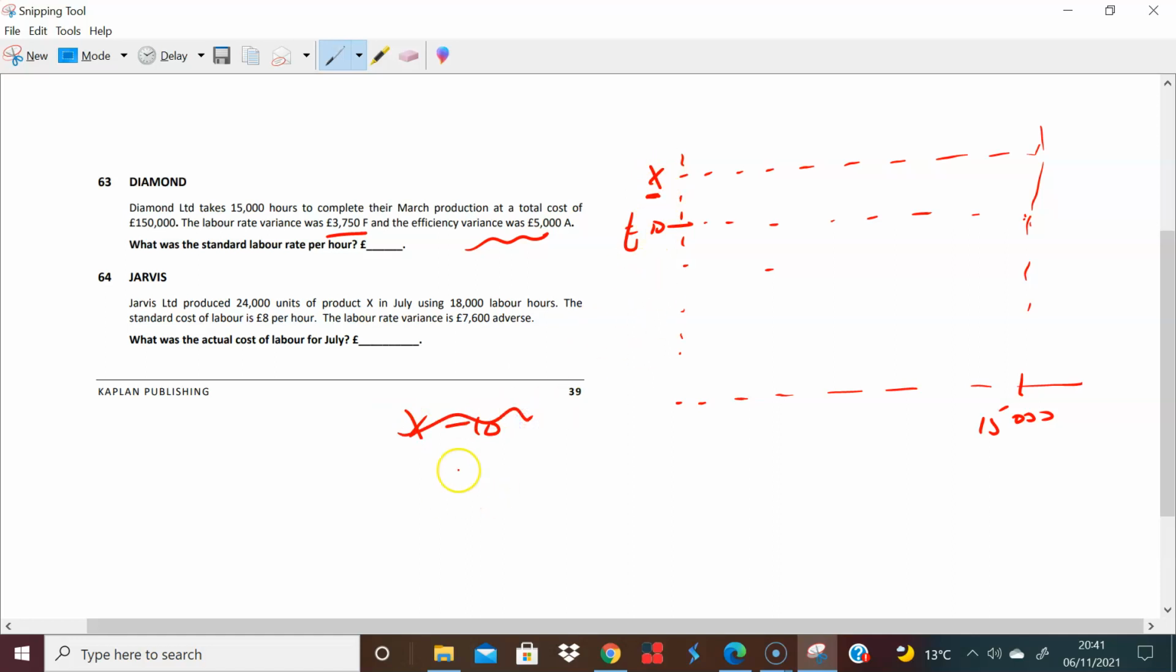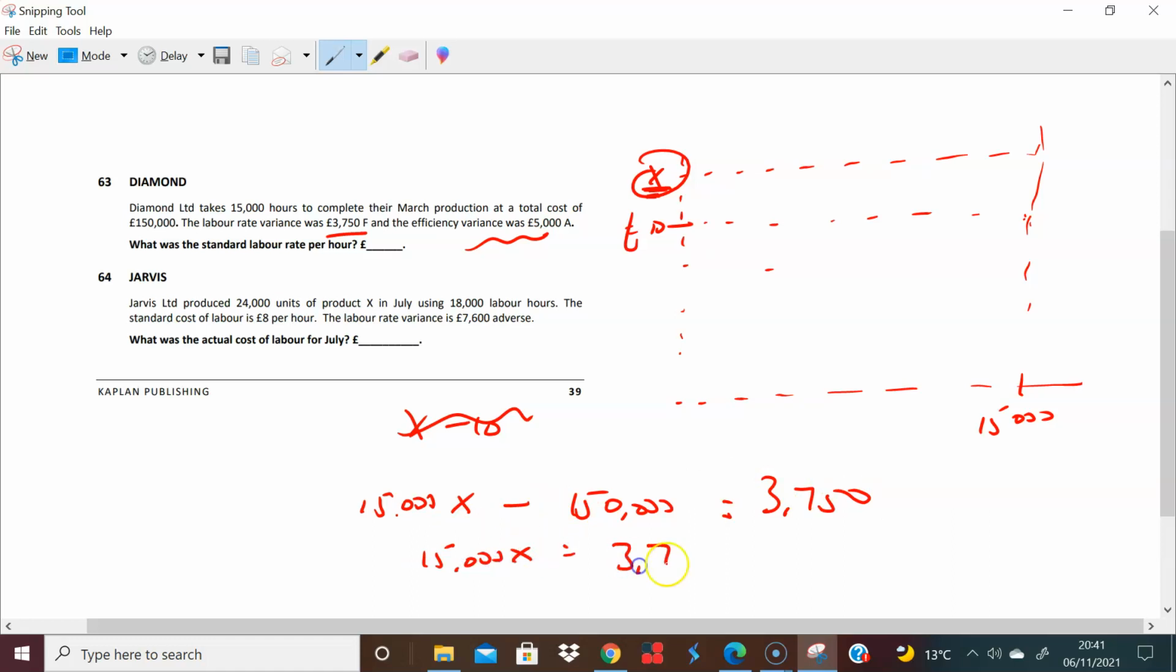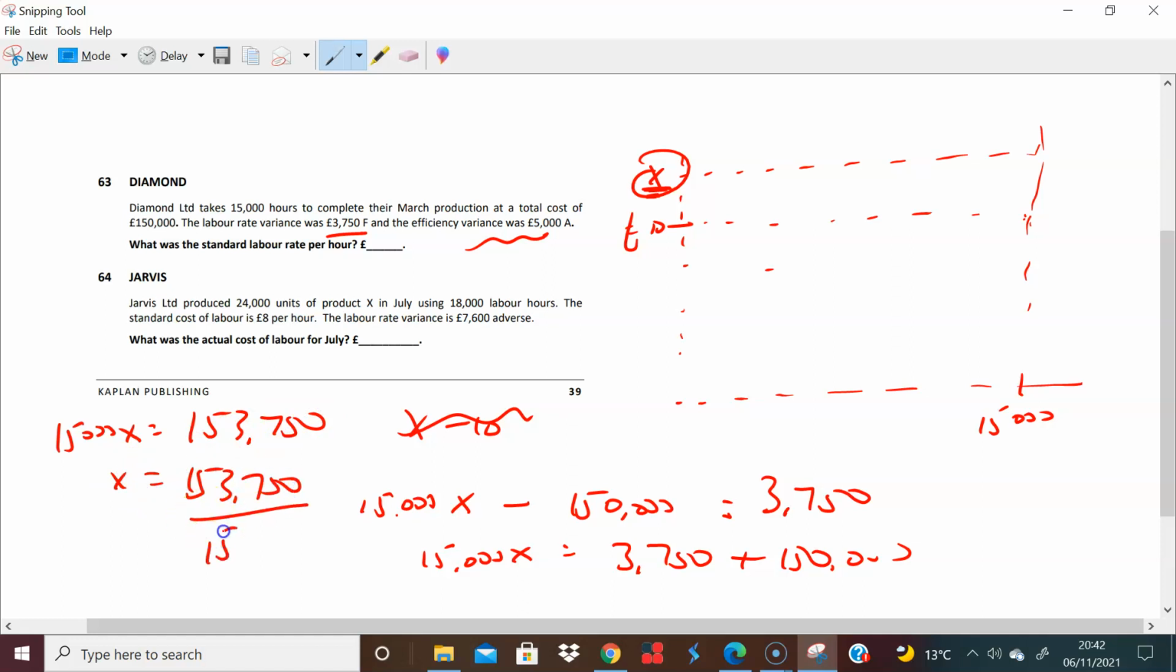Or I suppose I could look at it this way. I could multiply: the standard rate times 15,000, so 15,000x minus 150,000 is equal to this variance of 3,750. So therefore 15,000x is equal to 3,750 plus 150,000, and therefore 15,000x is equal to 153,750, which means that x is equal to 153,750 divided by 15,000.